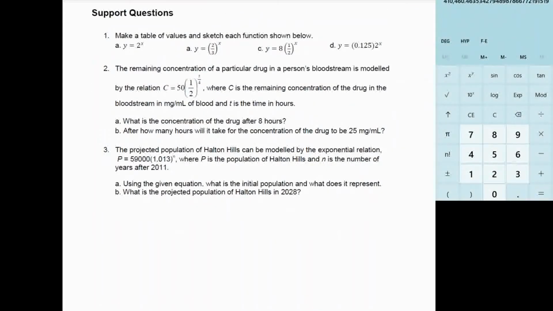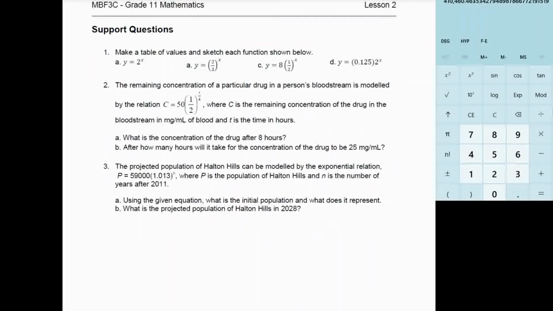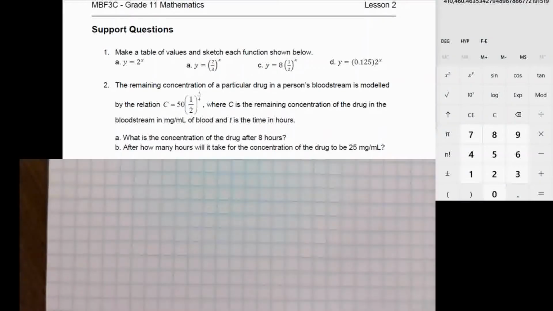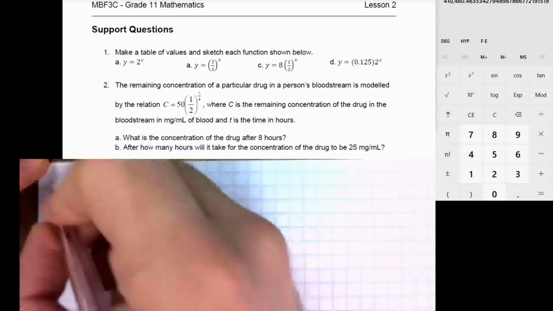Let's look at some sample problems here. The first one involves sketching. So I will make a table of values and I will sketch one of these functions. Let's do D. That one looks like the most complicated, so I'll do 1D.